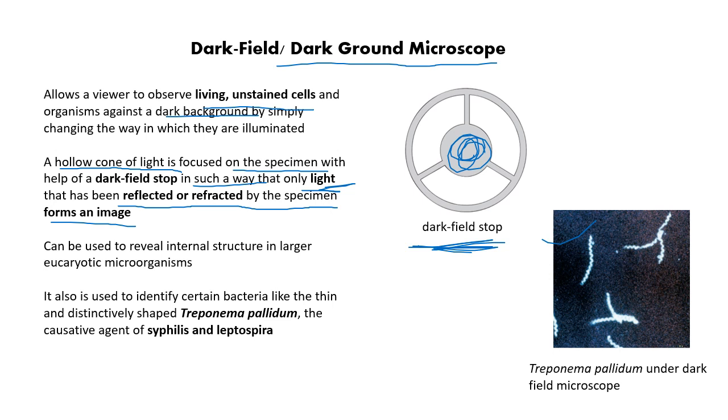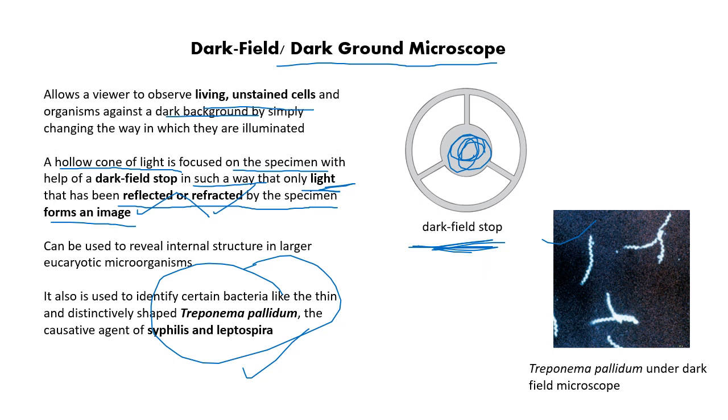This is the important thing: light is not going to make the image directly. Only reflected or refracted light is going to make the image. Apart from that, the background will remain dark. That's why it is known as the dark ground microscope, and this is helpful to see live organisms with special shapes like Treponema pallidum, which causes syphilis, and Leptospira. These are two very important examples, many times asked in the exam, especially in objective type exams.